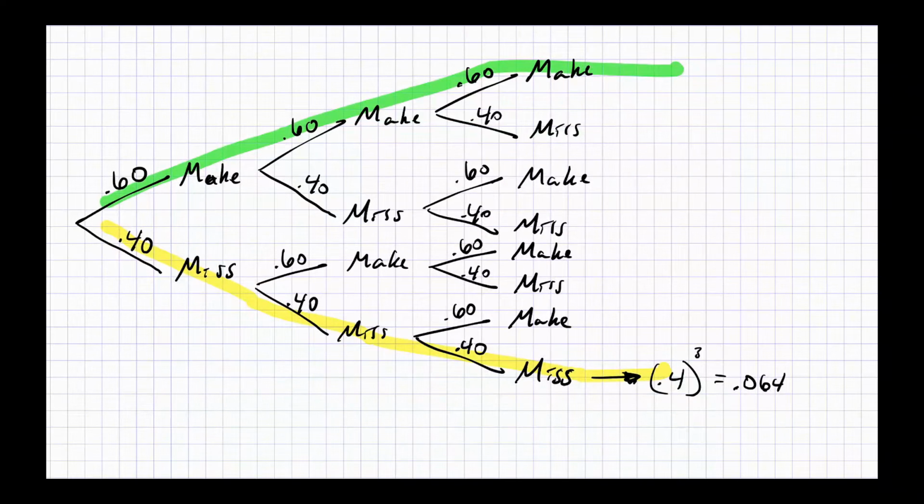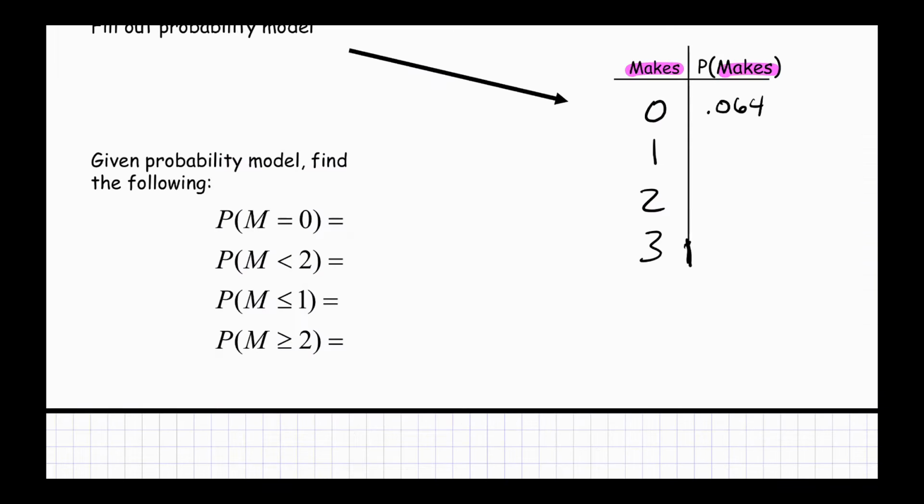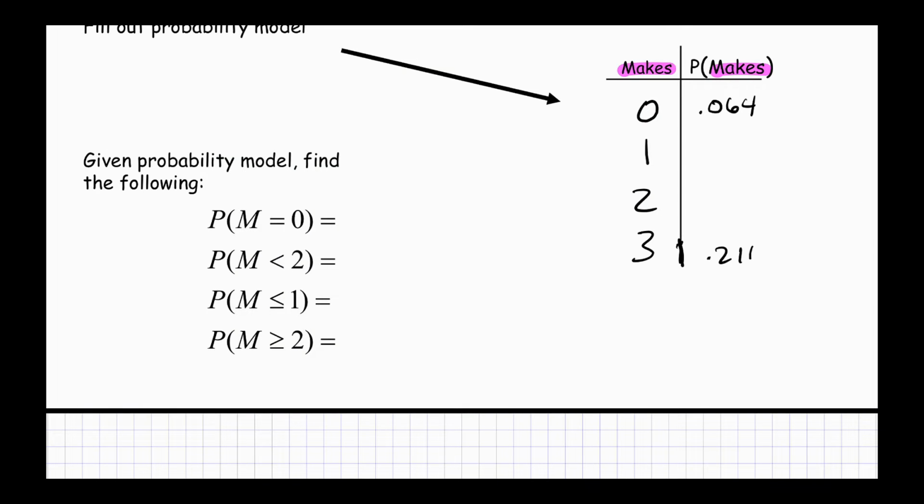So that's 0.6 to the third power, or 0.6 cubed, which is 0.216. The middle two, you have to do a little bit of work because there's multiple ways to make 1, and multiple ways to make 2.